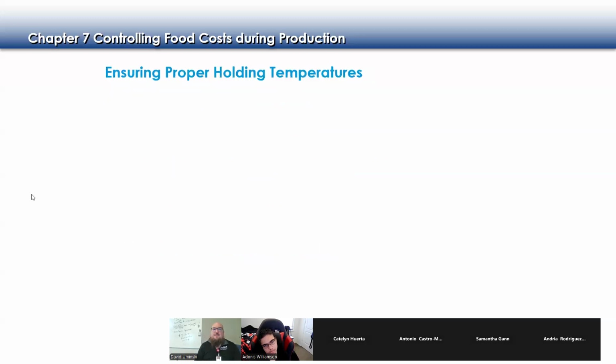As we were talking about managing the production process, anytime we're in the prepping phase, we want to ensure proper holding temperatures. How does that relate to cost savings? Ensuring the proper holding temperatures.